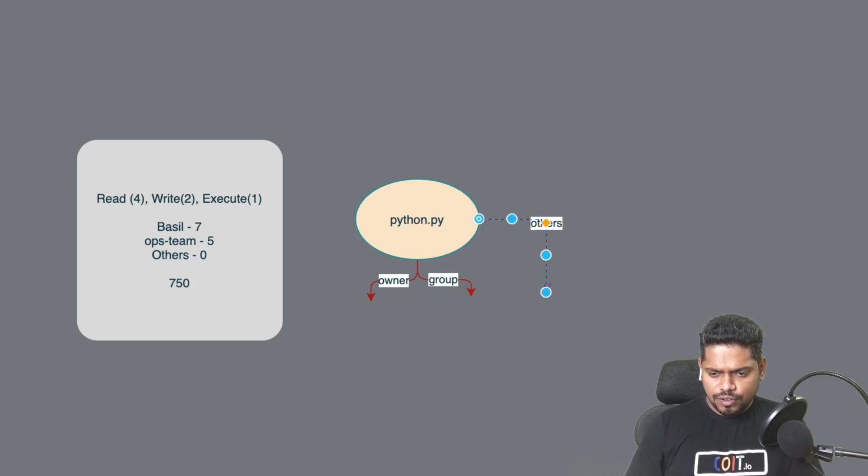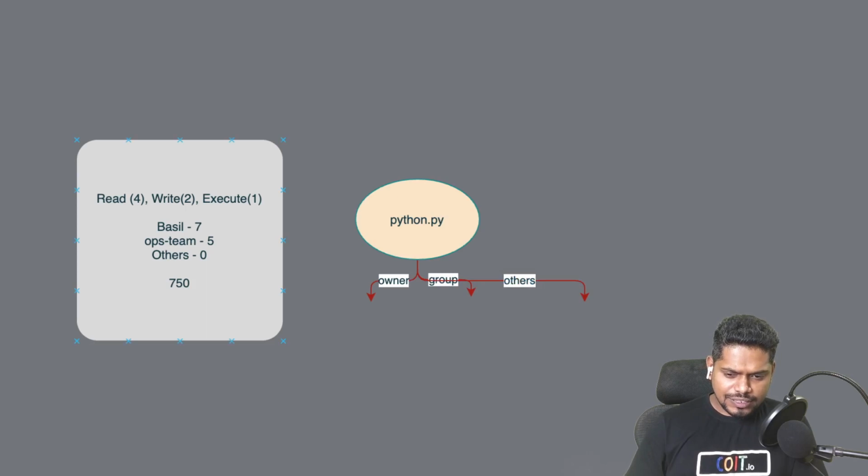So these are, with respect to your Linux machine, the different people who might want different types of permissions on this file. There is the owner. Assume you can change the owner; it's up to you to decide who will be the owner. So I can make Basil the owner of this file, then I can make opsteam the group of this file, and then there are others.